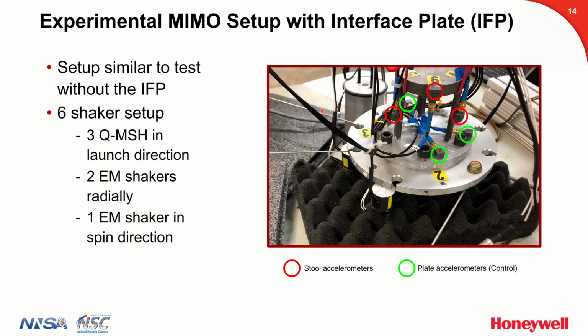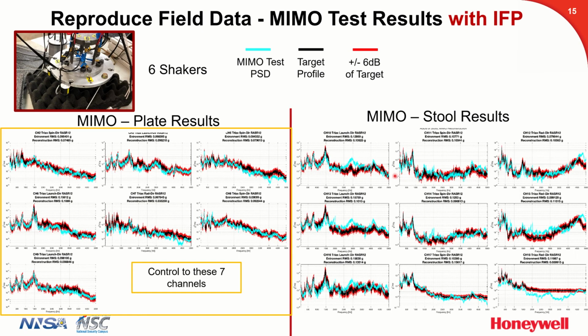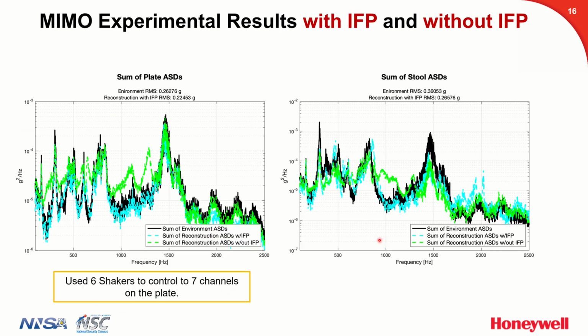So we repeated everything using that extra interface plate, and found an optimal set of shaker locations again using the same approach. And we tried to reproduce the field data, and these results are in a similar format. On the plate, we have pretty good control, a little better than we had before. And the results also improved a little bit on the stool. This set of slides compares everything.